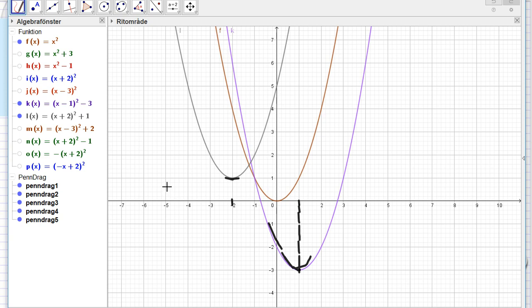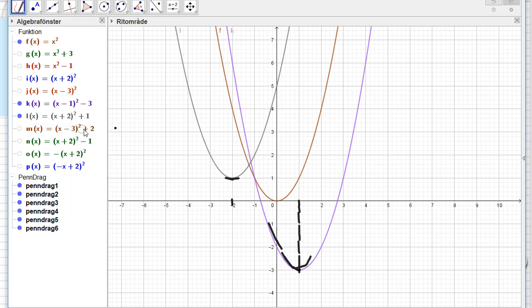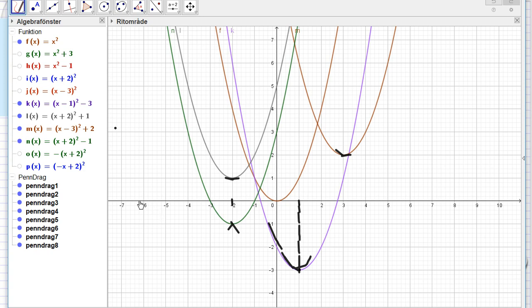Okay. Next, we have to the right, because it's x minus 3 here, and then plus 2. So 3 steps to the right, 1, 2, 3, and then up, 1, 2, and it should be there. Okay, and this one is to the left, and then downwards here. There you go.